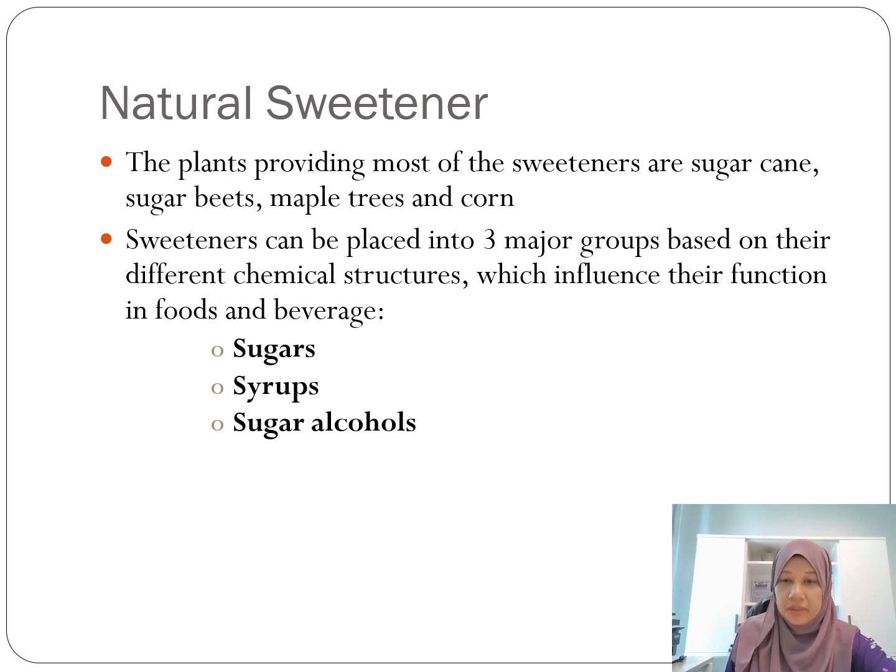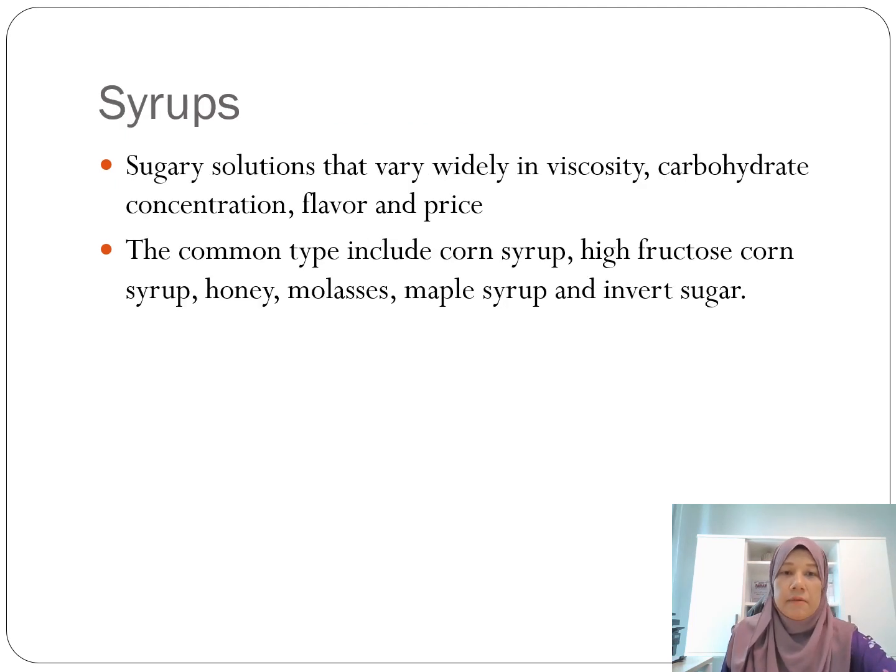First one, we call as sugars. Second, syrup, and third, sugar alcohol. For the syrup, it varies in terms of viscosity, and also concentration, flavor, and price. Not only that, you can have it in the kitchen, for example, or maybe at your house: corn syrup, high fructose corn syrup, honey, molasses, maple syrup, and also invert sugar.